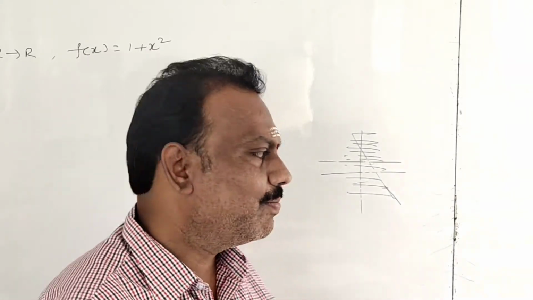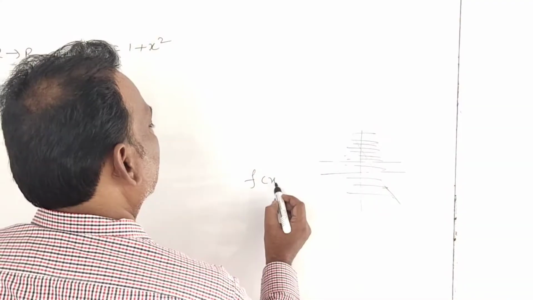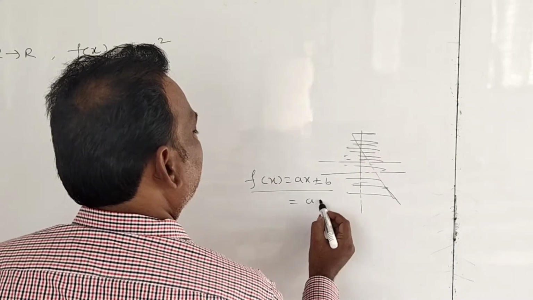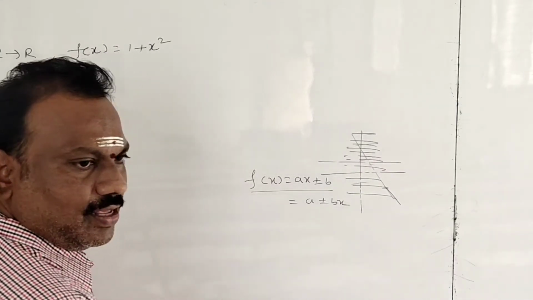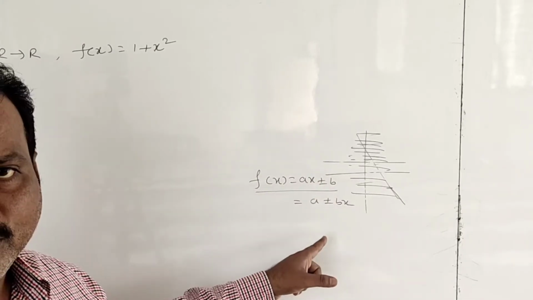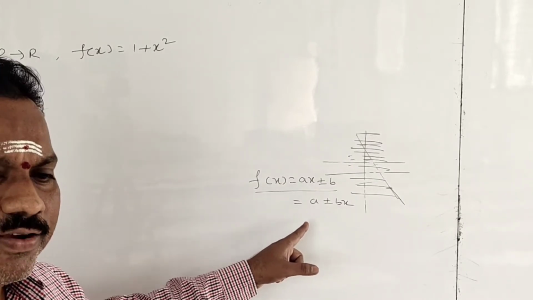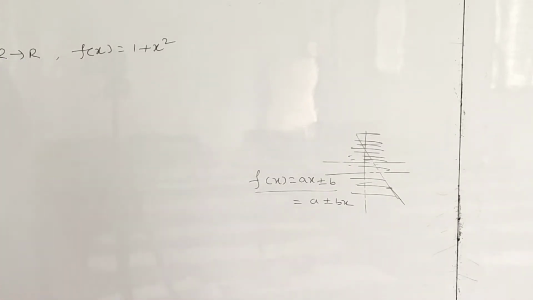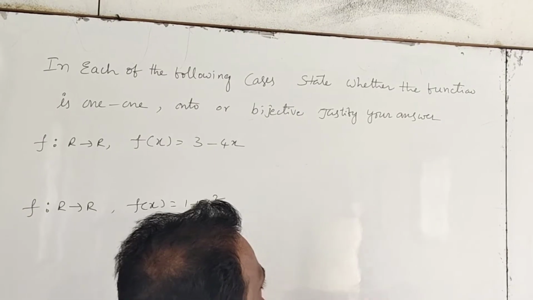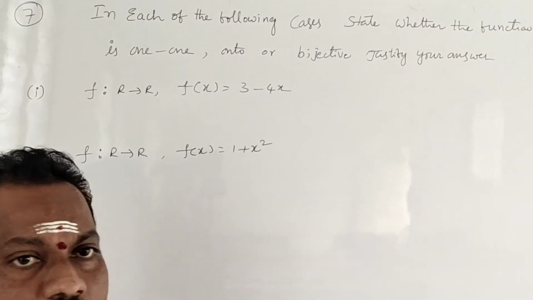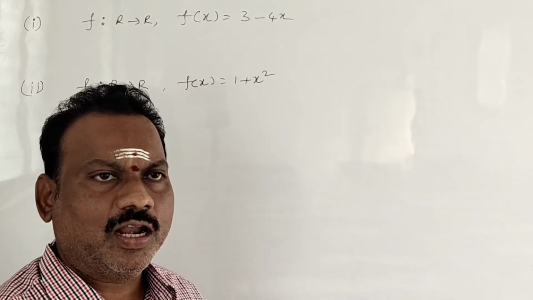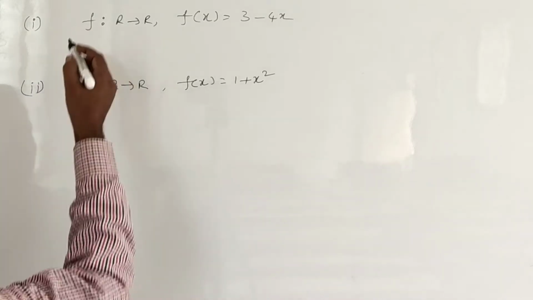So, always remember f of x is equal to ax plus or minus b, or a plus or minus bx. Even these functions are always called linear functions, strictly increasing and strictly decreasing functions. Those functions are always one-one and onto functions. So, how to prove those kinds of functions? Simple. You have to use the basic definition. So, now using the basic definition, the first subdivision we will prove.